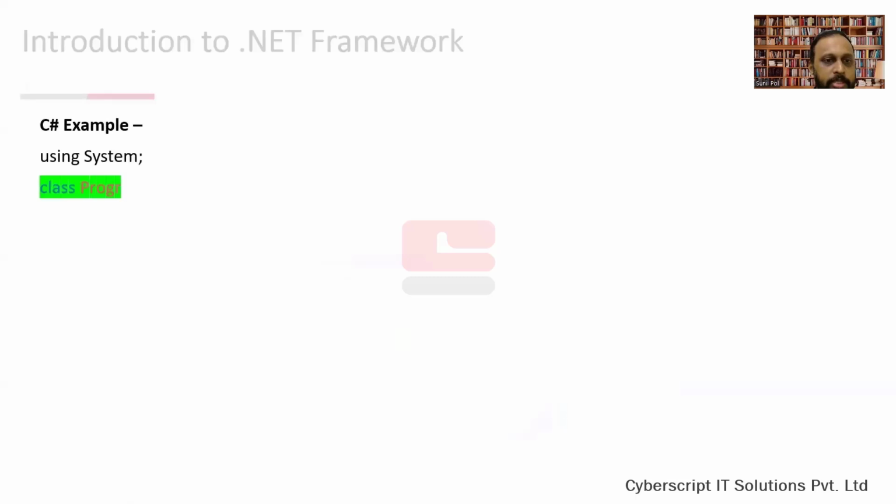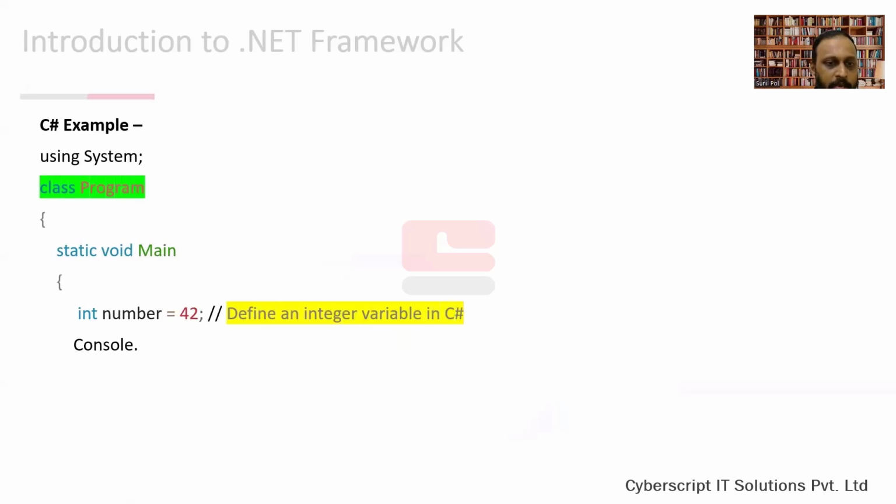So this is the C# example. Here we have taken one class which contains a static void Main method, and we have declared one integer variable which contains the value 42, and we are just printing that value on the console.